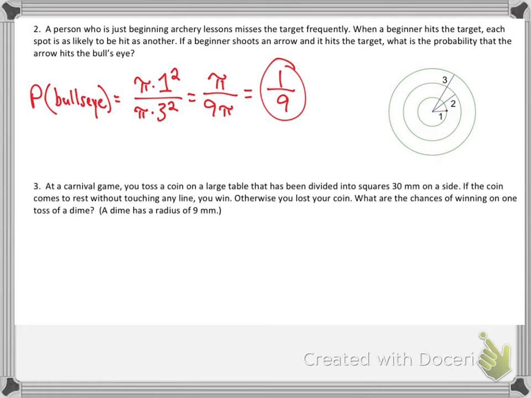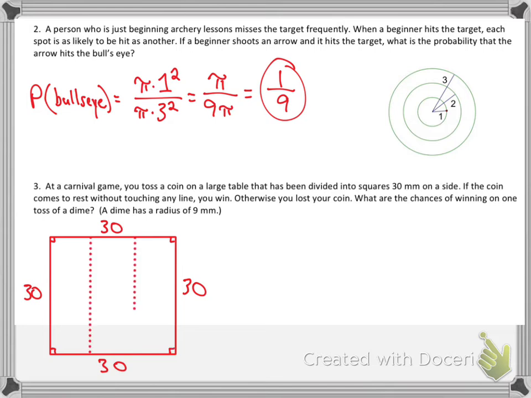So, carnival game: you toss a coin on a large table that has been divided into squares 30 millimeters on the side. So I'm going to go ahead and draw a square, and we're going to put in our different measurements. I'm going to back up a step before we get to that point. So, 30 millimeter squares. The coin has to come to a rest without touching any line of this square.